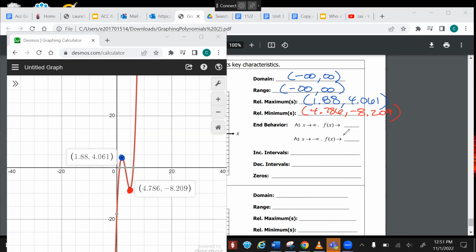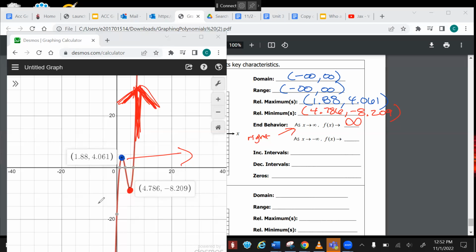Okay. In behavior, this is where everybody starts messing up and it's really easy. On here, as x approaches positive infinity, this is the same thing as saying as we go to the right. As we move to the right, what happens to our y values? Where are they going? Up to positive infinity.